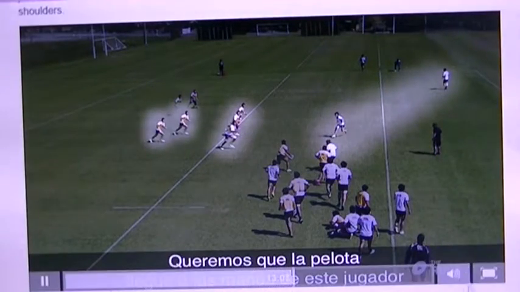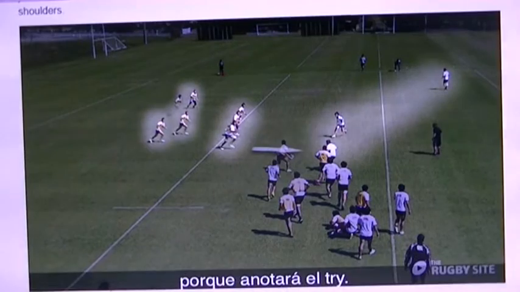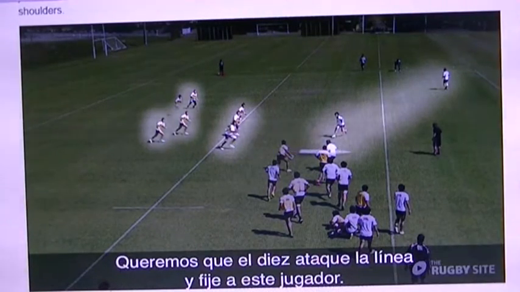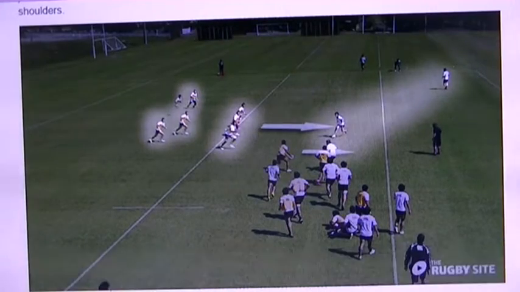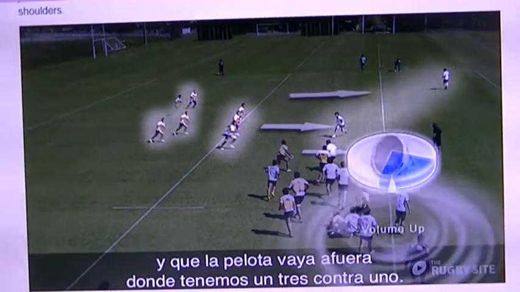So what we want is the ball in this guy's hand because he's going to score. So we want the 10 to go to the line and commit this player, for this forward here to commit this player, and then for the ball to go outside, and we've got a 3-on-1.